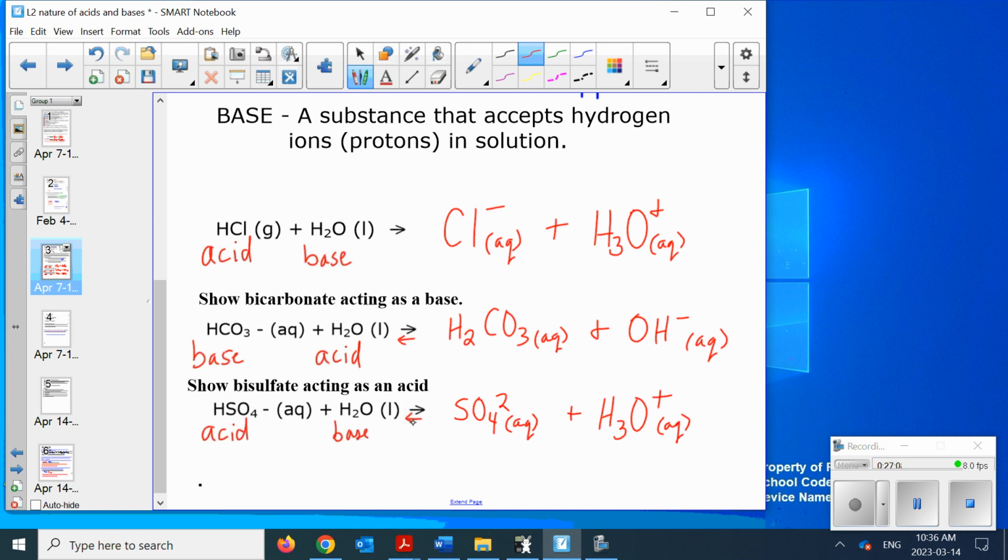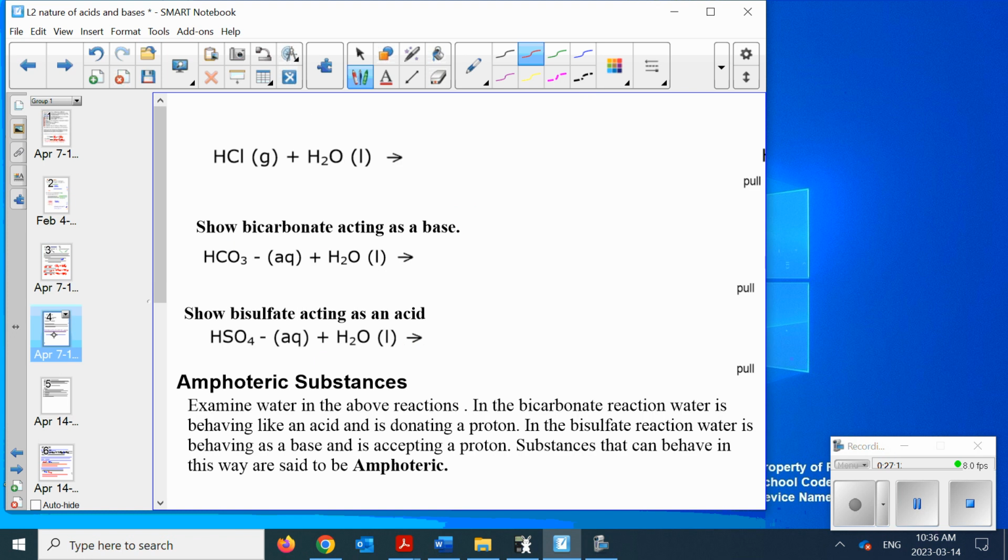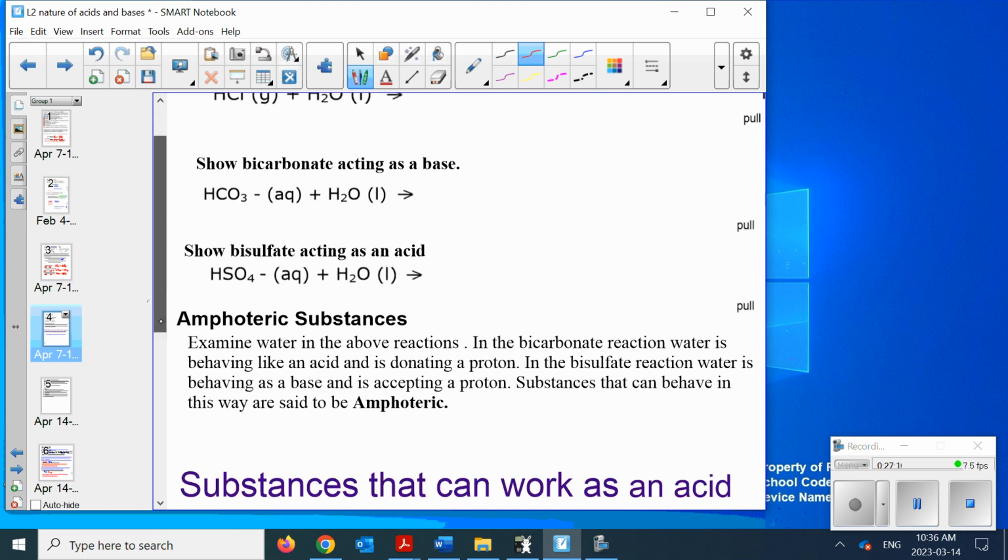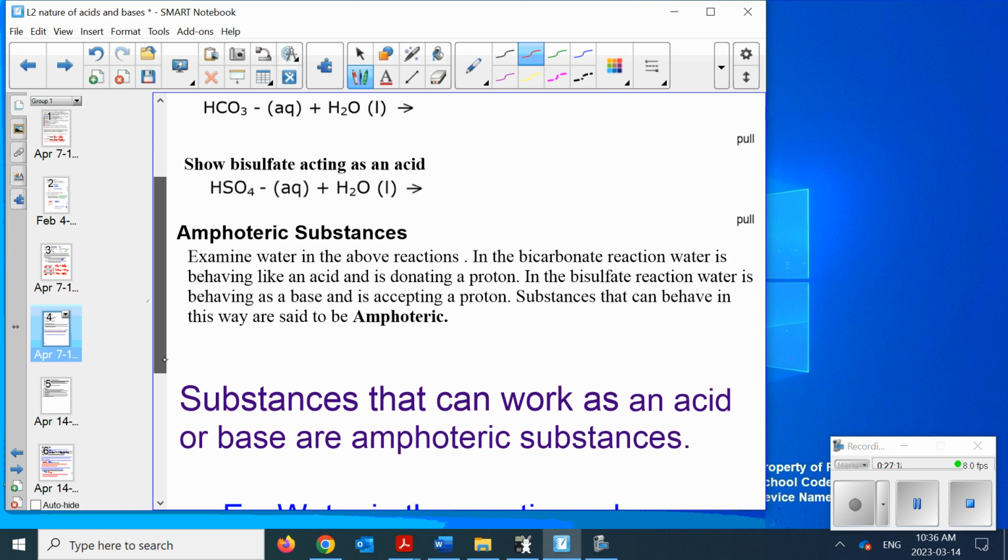I think what I handed out repeats this. So I'm not going to redo these, but the notes underneath are just reorganized a little bit.